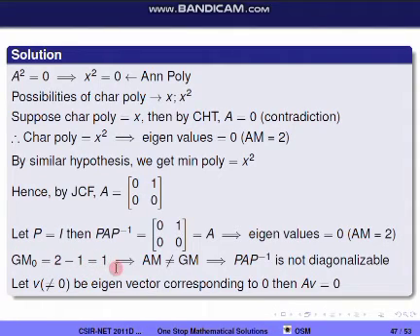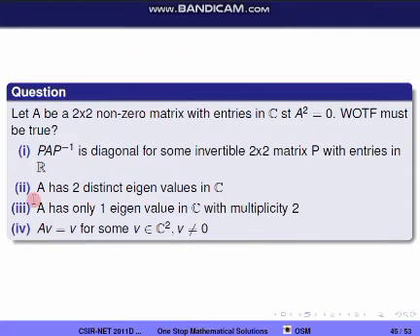So this implies the algebraic multiplicity is not equal to the geometric multiplicity. Therefore, A is not diagonalizable. That is, PAP inverse is not diagonalizable for this case. And if V is a non-zero eigenvector corresponding to 0, then AV is equal to 0 into V, that is, AV is equal to 0. So now we'll check the correct options. So the correct option is 3.